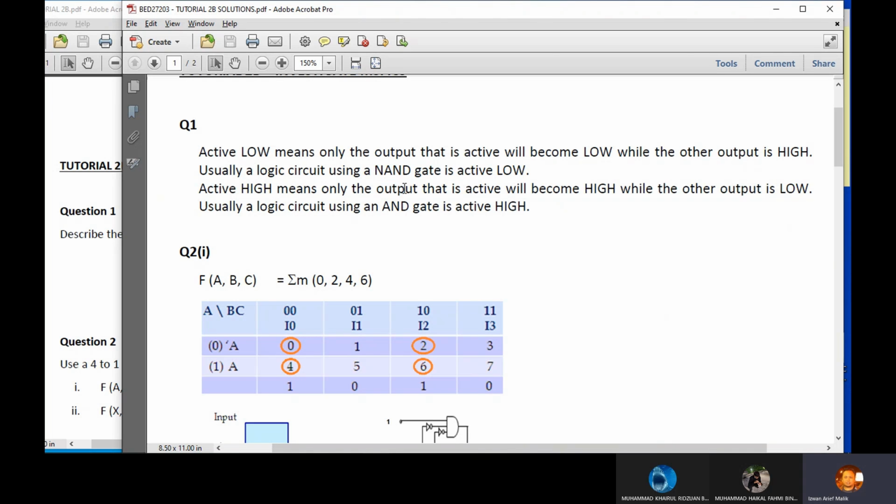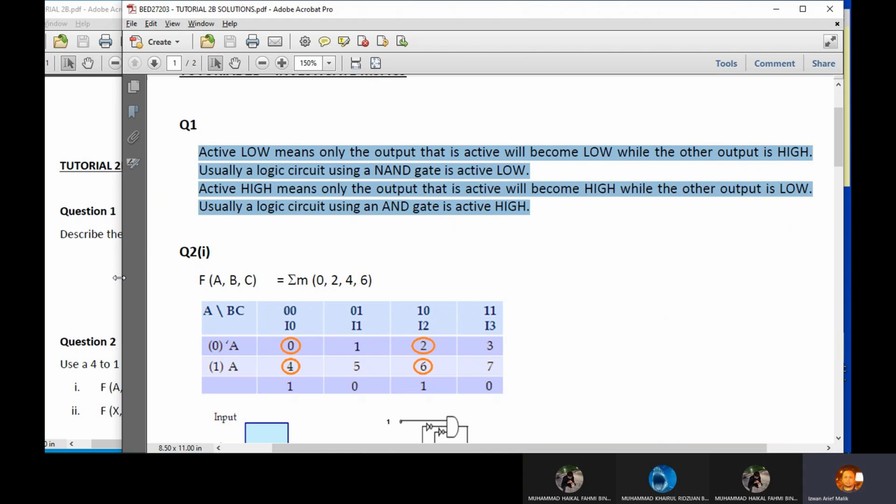Active high means only the output that is active will become high while the other output is low. Okay, so yang ini, this is a normal condition lah. And kita biasanya guna AND gate. Right? So, one will become on. Satu akan jadi high. High itu satu. Then kalau ada LED, dia akan menyala. Okay, kalau kosong means dia tak menyala. So that is the other way around lah, between active low dengan active high. Alright, so ini dia punya penerangan lah.